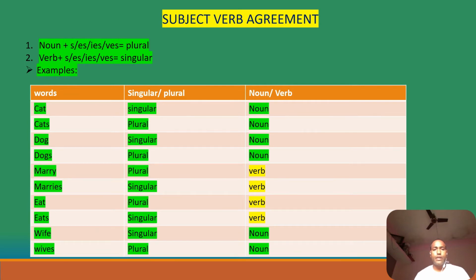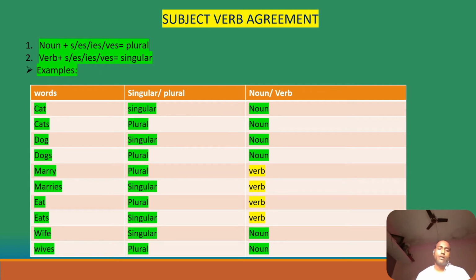You can see here a table and you can see here cat. This is a noun. So this is singular because there is no s. Similarly, cats is plural and it is a noun because s is added to the noun. You can see above as well, there is a rule. And dog, this is singular because no s is added. Similarly, dogs, dog plus s, dogs. So this is plural as it is a noun.